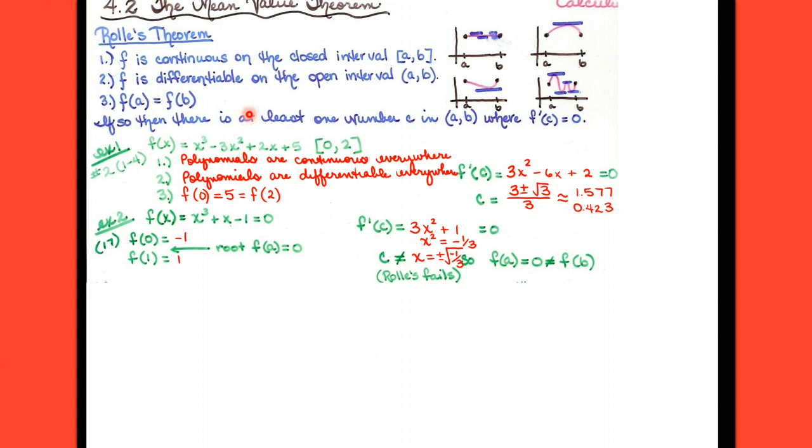Since this is a polynomial, I know that it has to be continuous, because all polynomials are continuous everywhere. And I know it has to be differentiable, because all polynomials are differentiable everywhere. So the only thing that leaves is that f of a can't be equal to f of b. So there are not two zeros. There's only one. Okay?